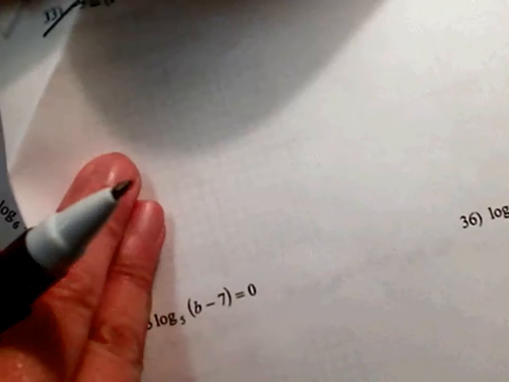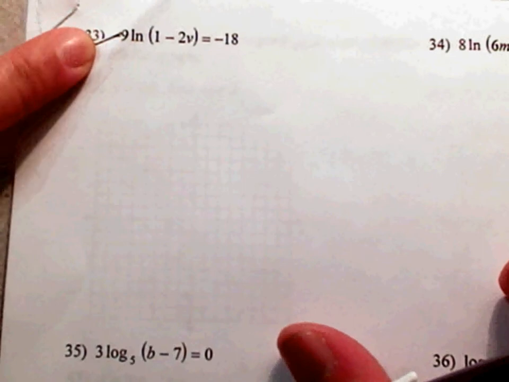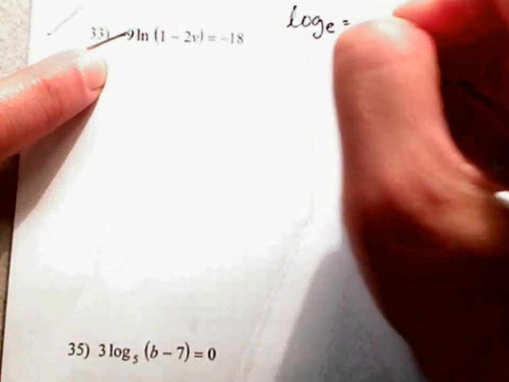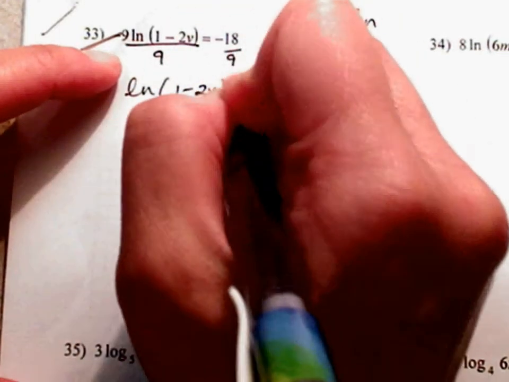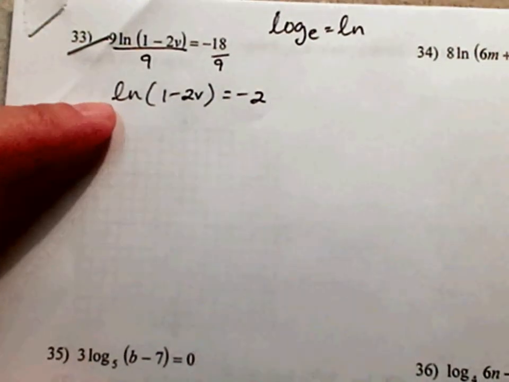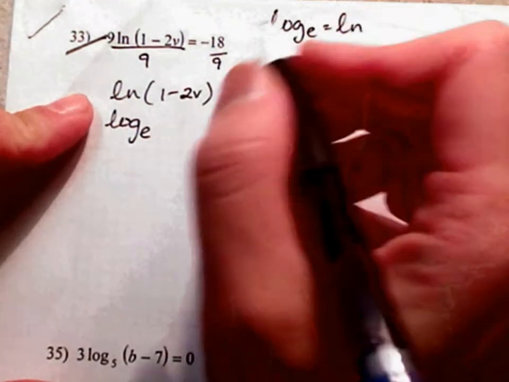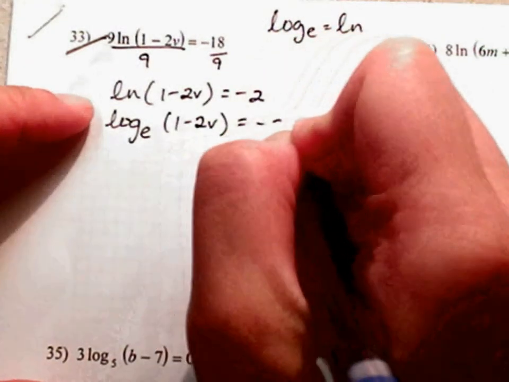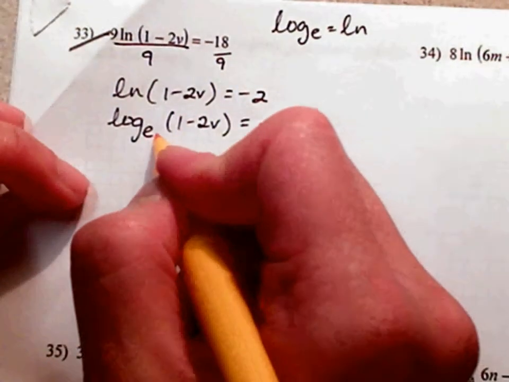Number 33. Okay? This time you have a 9 times the natural log. Now keep in mind, natural log is the same thing as log with the base of e. So first off, I'm going to divide both of them by 9. So you have natural log 1 minus 2v is equal to negative 2. Remember how natural log is the same thing as log base e? Okay? So some of you will rewrite this. I will do it for this one, but the others I probably won't. Here we go again. e to the negative 2 is equal to that.